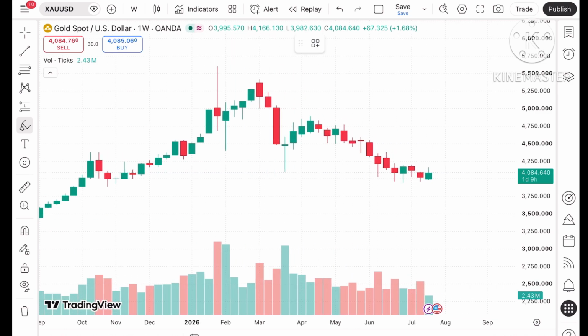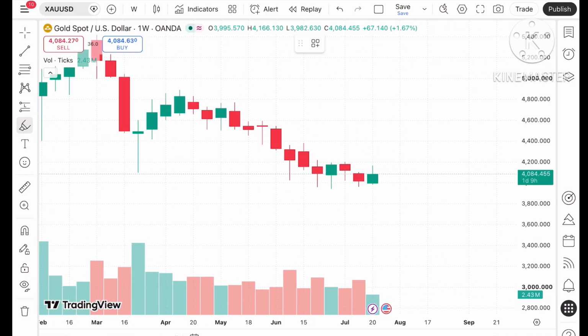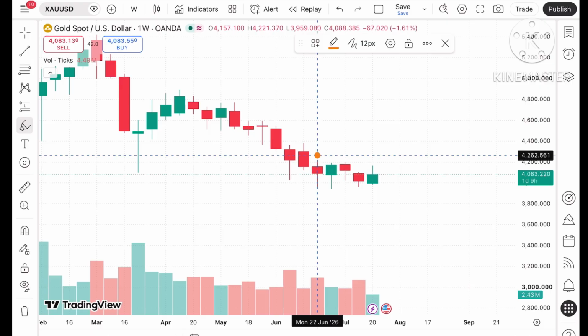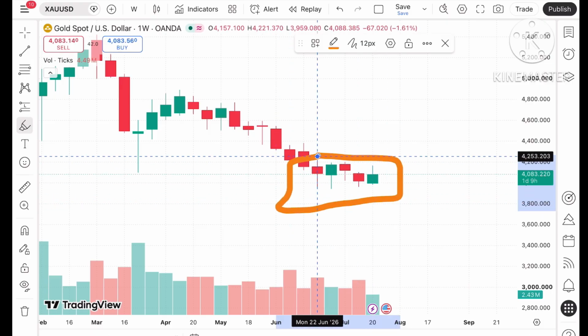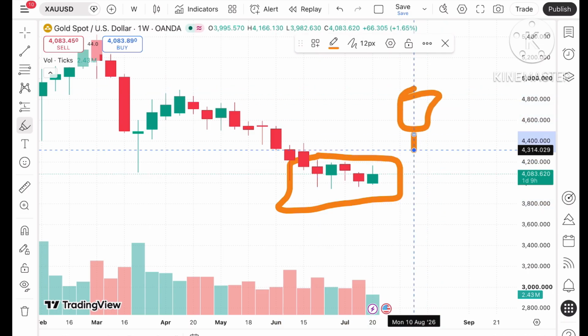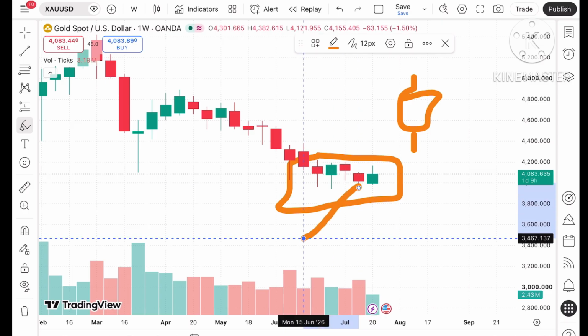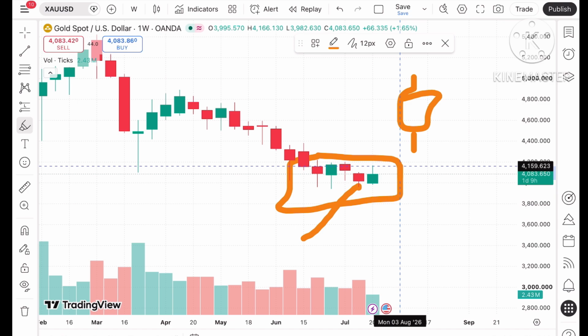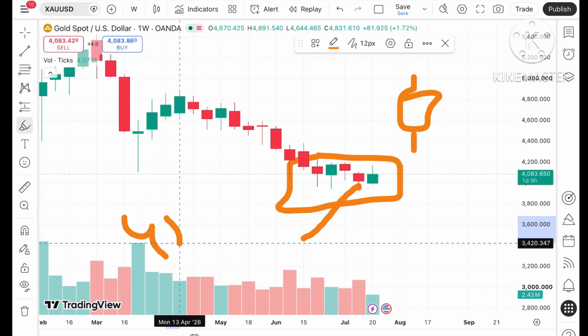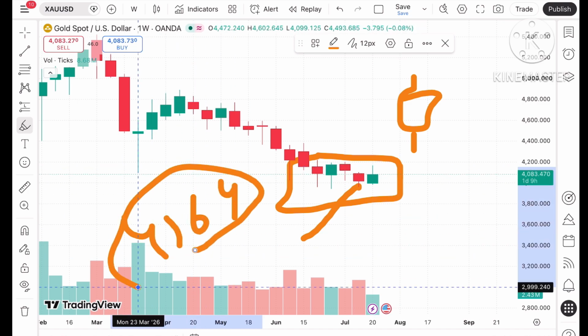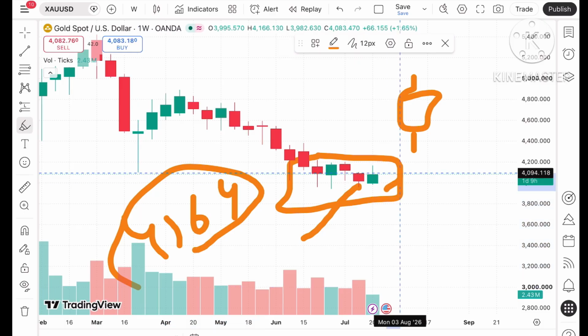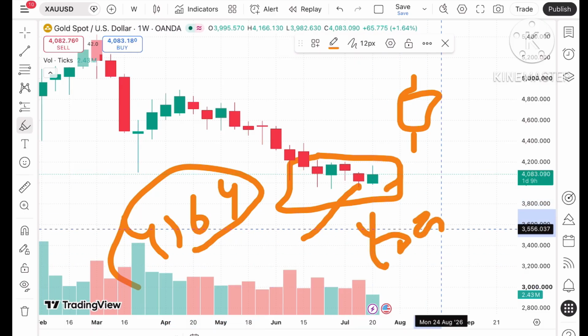If you look at this particular week, the price is currently trading around $4084.60. If you look at this particular trend, the price is moving in this particular zone. Previous week, we have seen a red candle and then there is a green candle. This particular candle has broken a high around $4164. That is the high this particular week, breaking a low of the previous high around $4098.